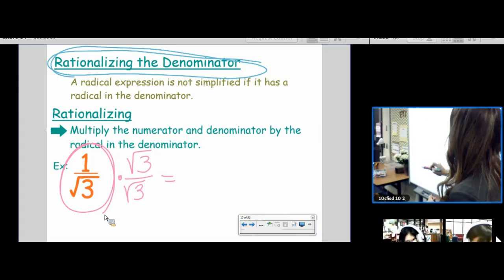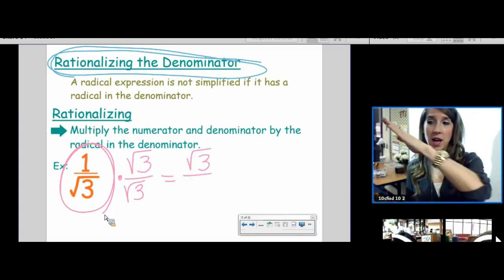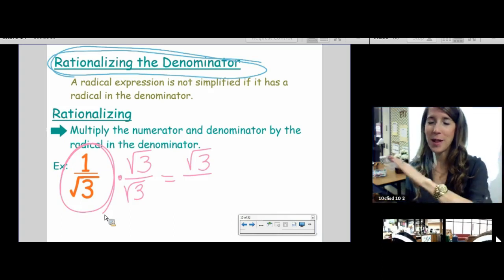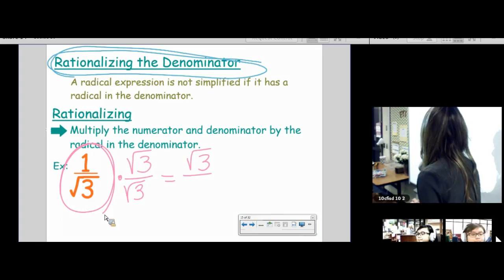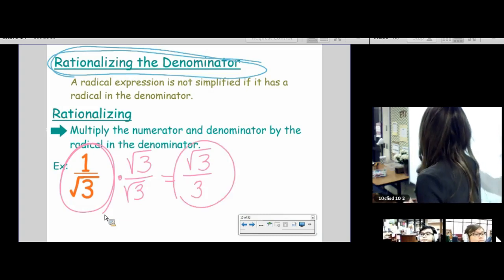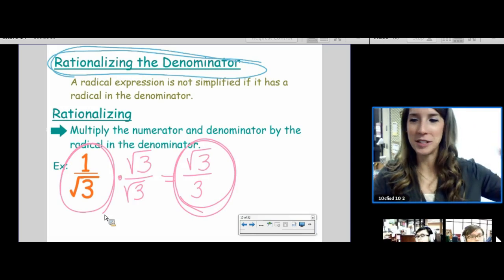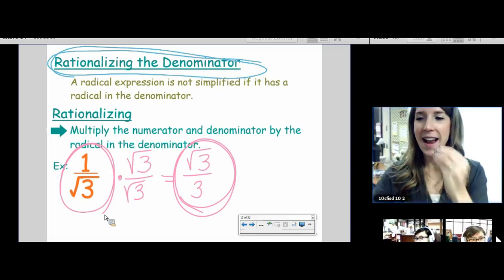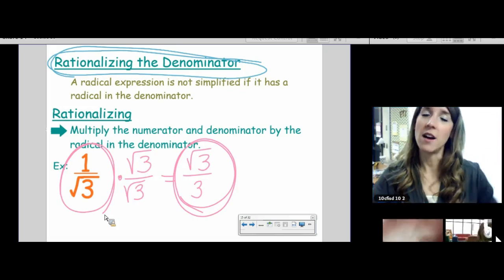All right, let's multiply this out. 1 times square root 3. It's just square root 3. So I'm multiplying across the top. Now let's multiply across the bottom. Square root 3 times square root 3. And I totally get it. I totally know that the original one looks more simple than the answer, but that is the simplified answer. It meets every box on the checklist.